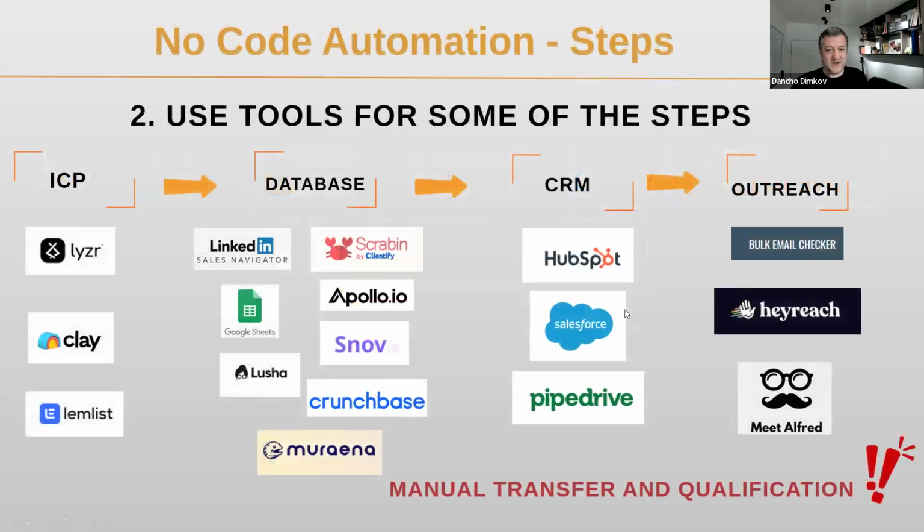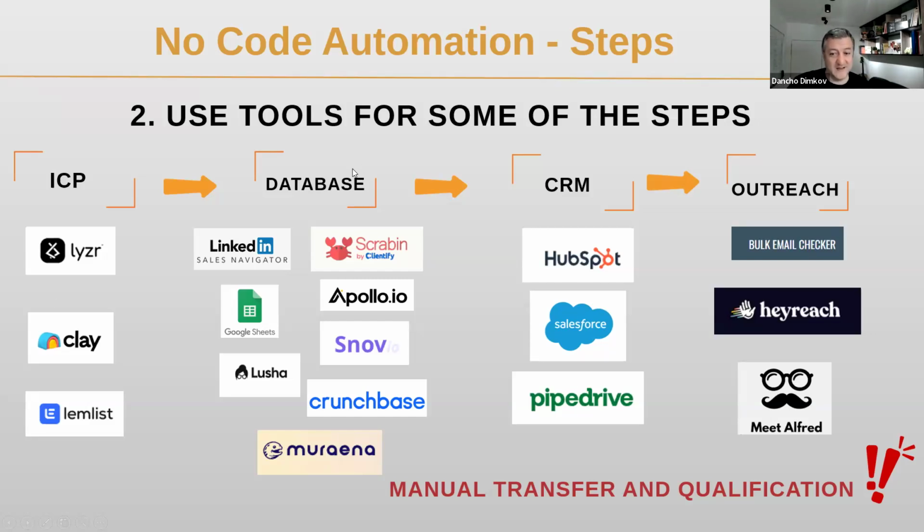Now that that is taken care of, we can start looking at some tools. Natasha showed at least 50 tools just in the slides, and she had to go over hundreds of different tools. But there's no point in getting into the tools until you know your process, and then you can see how you can use tools for some of the process. Last month, when Natasha was talking about tools for the ICP, we said you can use, I have no idea how to pronounce it, Lizer, Clay, Lemist for figuring out the ICP.